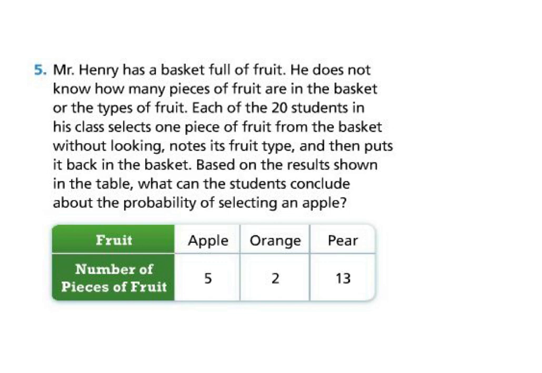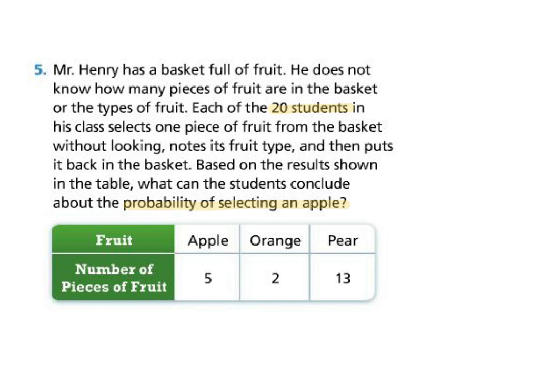Number 5. Mr. Henry has a basket full of fruit. He does not know how many pieces of fruit are in each basket or the types of fruit. Each of the 20 students in his class selects one piece of fruit from the basket without looking, notes its fruit type, and then places it back in the basket. Based on these results shown in the table, what can the students conclude about the probability of selecting an apple?